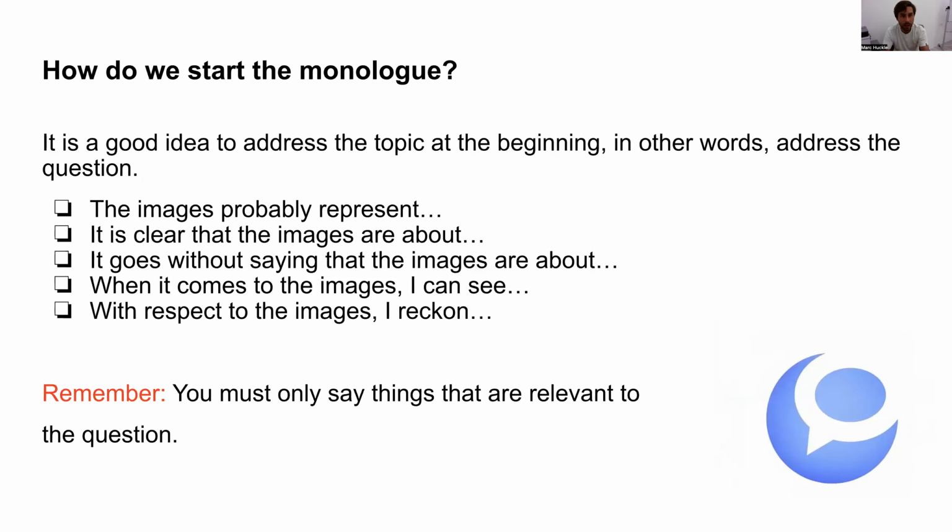So, how do we start the monologue? It is a good idea to address the topic at the beginning. In other words, address the question. Consult the question. Demonstrate you understand the topic and the question. You could use phrases like: these images probably represent; it is clear that the images are about; it goes without saying that the images are about; when it comes to the images, I can see; with respect to the images, I reckon. As I've said, remember, you must only say things that are relevant to the question. Nothing that is not.